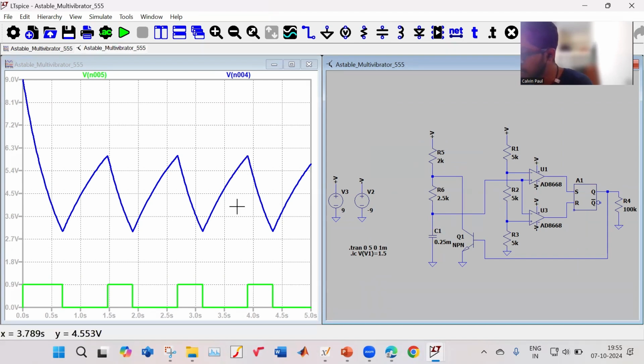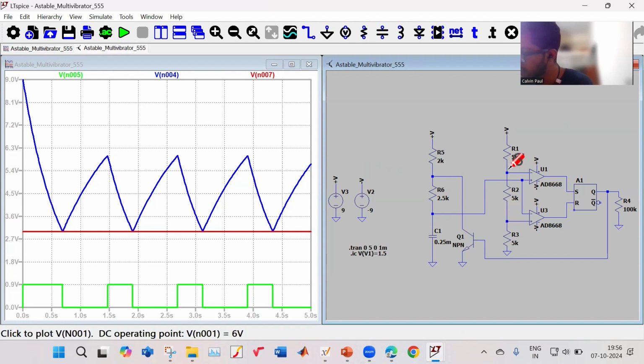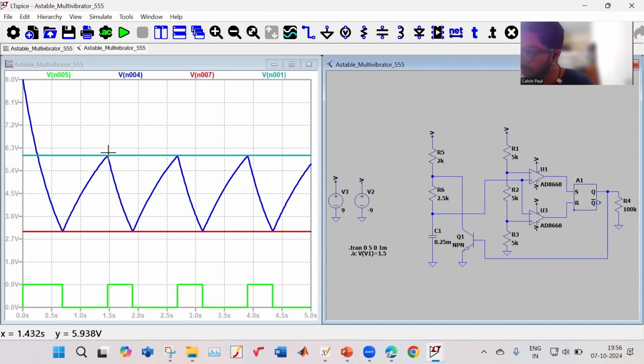And if you see the time, when this is increasing, this is off. So for more time, this is off. And in this time when it is falling, this is on. So this time is less. And this is your 3 volt, this is your 6 volt. So it is bounded between 3 volt and 6 volt.